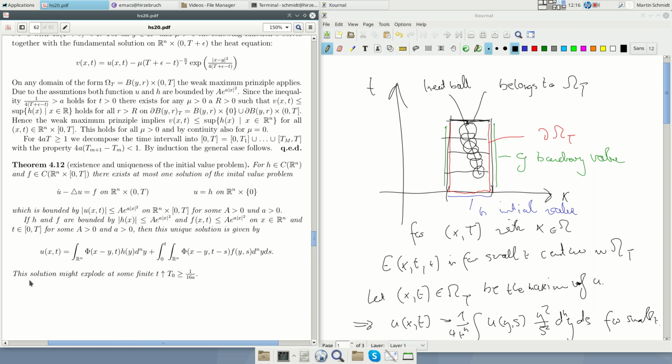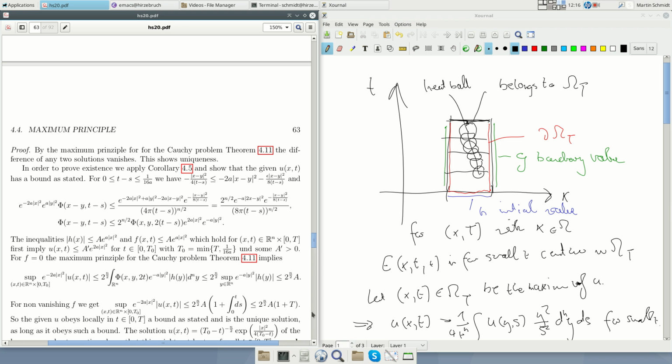But one has to be careful. This formula does not necessarily exist for all t's in this closed interval. It might explode at some finite time. So this is only true for small values of t. Okay, so then this unique solution is given by this, and it's only defined on some interval up to time t0. Okay, now what is the proof?